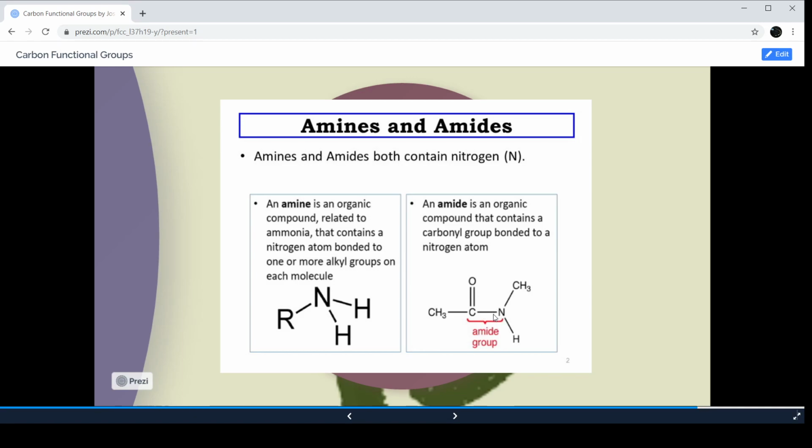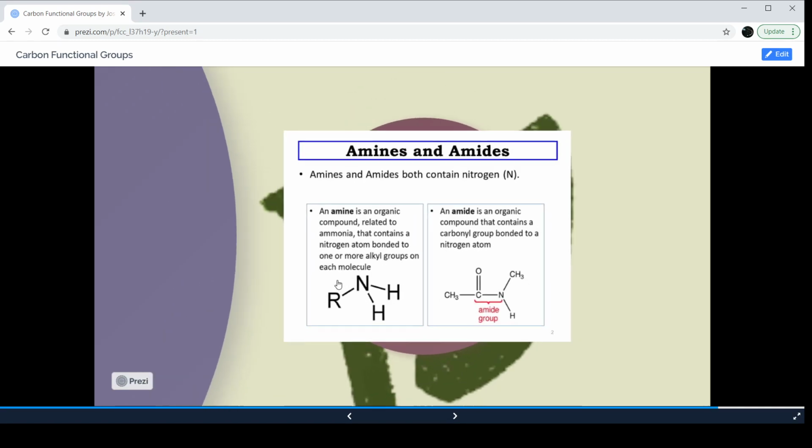where we have a carbonyl group bonded to that nitrogen atom right here. So this here is our main chain, then it comes here and it continues on. So the nitrogen in the middle is the amide group, whereas an amine group is where the nitrogen terminates our carbon chain.